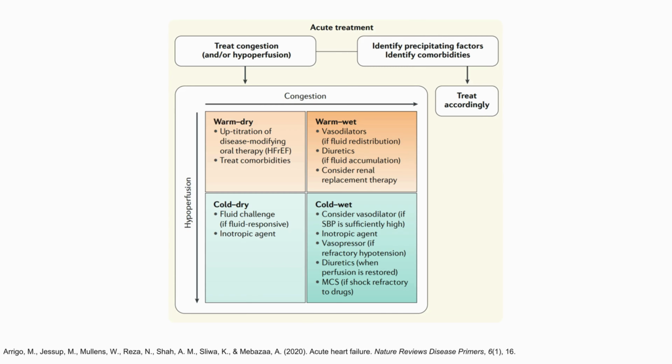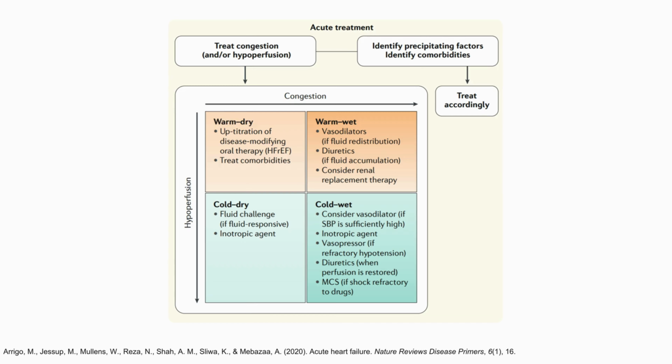If we have a patient that has low congestion and whose body's perfusion is not really compromised, then we can say that that person fits into the warm, dry group. In that case, we should opt for titration of disease-modifying oral therapy if the patient has a reduced ejection fraction, and we should also treat comorbidities.